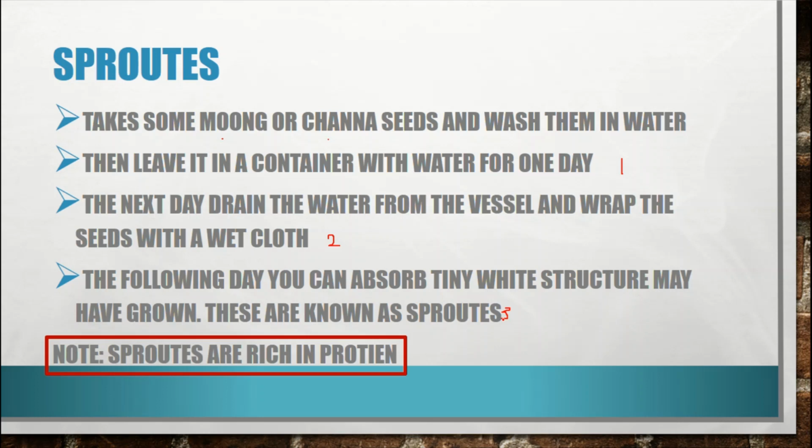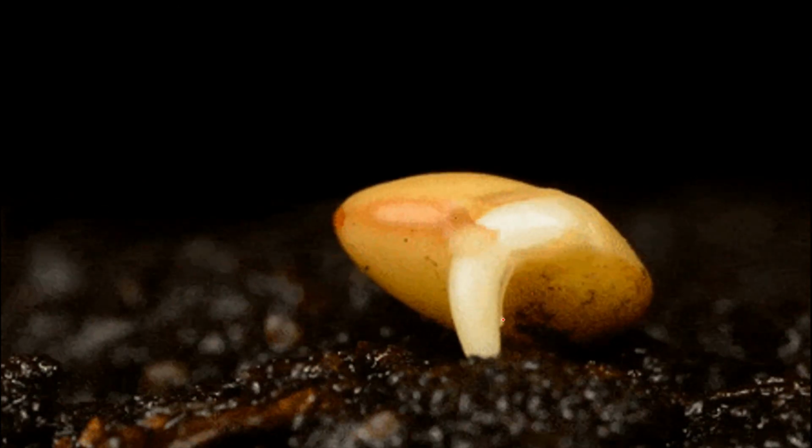Note that sprouts are rich in protein. That white color comes from the protein. So most bodybuilders take sprouts. If you wash the sprouts and add some spices, it would be a healthy and tasty snack also. Okay, now this is the sprout.